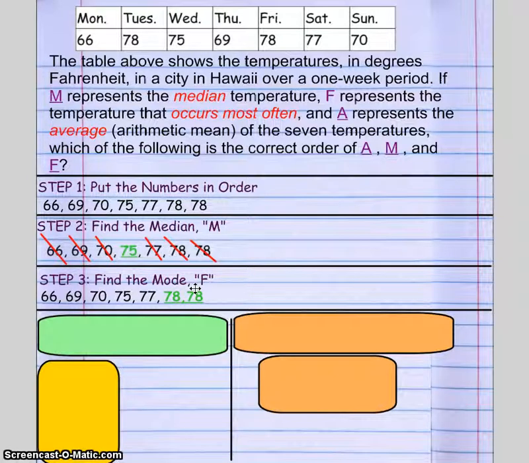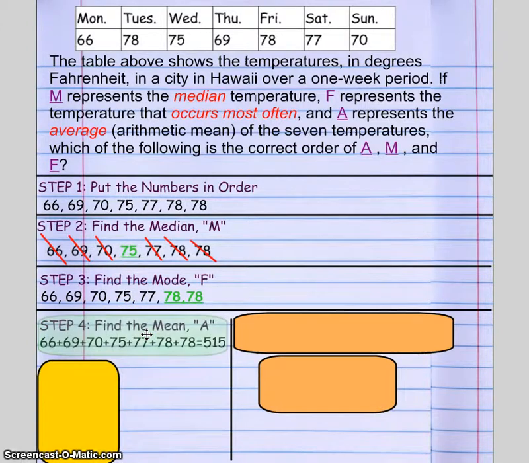For those of you who do not remember what the mode is, it's the number that appears the most often in a sequence. In this case, it's going to be 78, simply because 78 appears twice in the group of 7 numbers. By looking at the fourth step, we have to find the mean, which is A. For those of you who don't remember, the mean is simply the average.